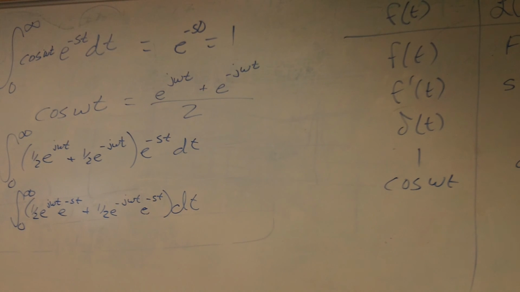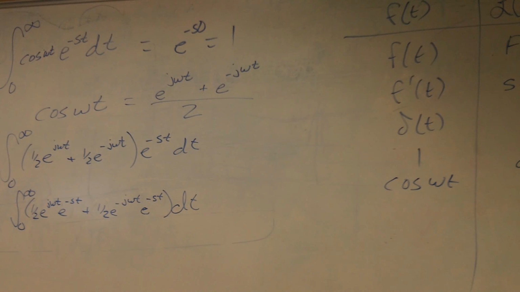Let's just do the one on the left for a sec. It's the integral from 0 to infinity of, I'll pull the 1 half out, e to the minus j omega t minus st dt. You agree? But that's equal to 1 half of e to the minus s plus j omega t dt. In terms of t, this is just a constant, right?